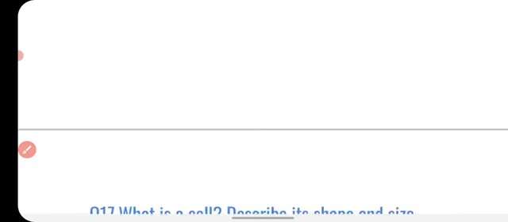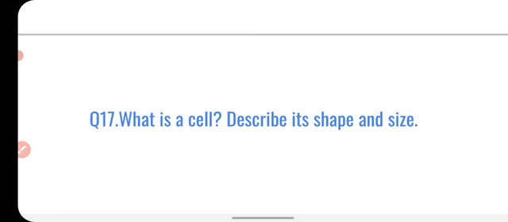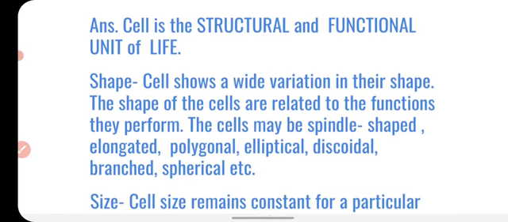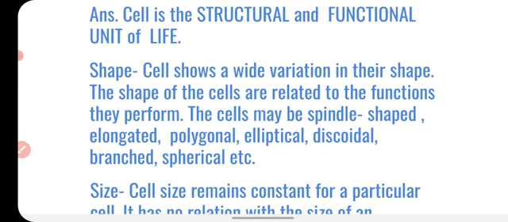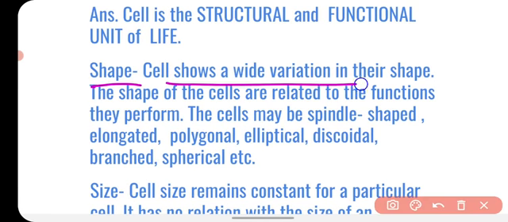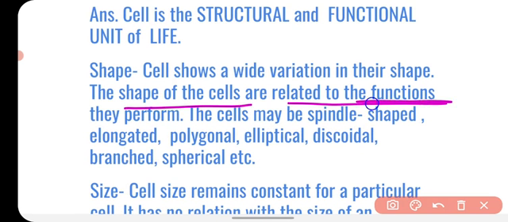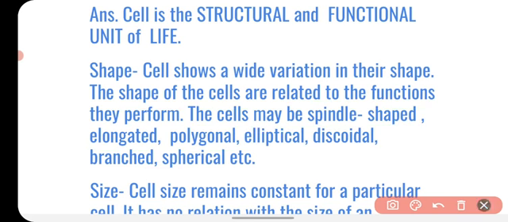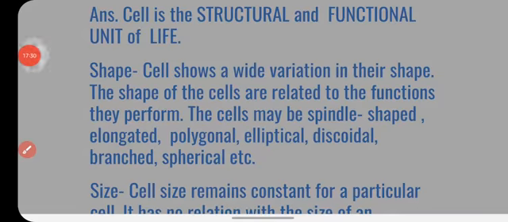Next question is, what is a cell? Describe its shape and size. So the answer is, cell is the structural and functional unit of life. And if we talk about the shape, the cell shows a wide variation in shape. The shape of cells is related to the functions they perform. The cells may be spindle shaped, elongated, polygonal, elliptical, discoidal, branched, spherical, etc. The shape of the cell has so many variations.